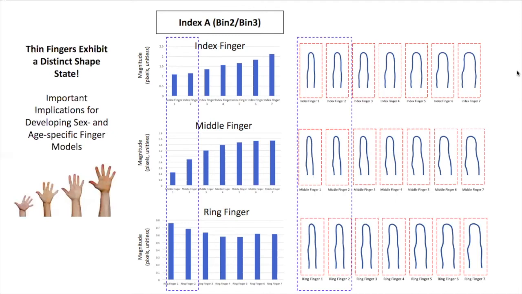With this index, a very interesting pattern is that as the fingers get thinner, there appears to be a distinct shape state of thin fingers, which can then be observed in the dotted line boxes. This has important implications of how we develop morphology-based diagnostic models for hand conditions in the future. We need distinct models for male versus female hands and age-specific hands, since these factors correlate with finger thickness.